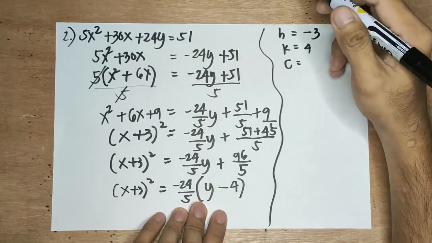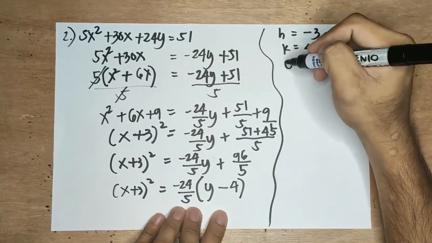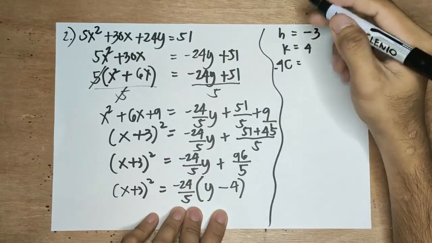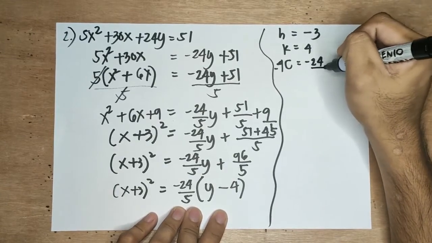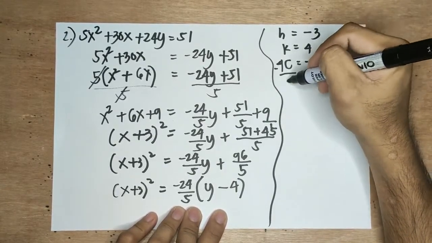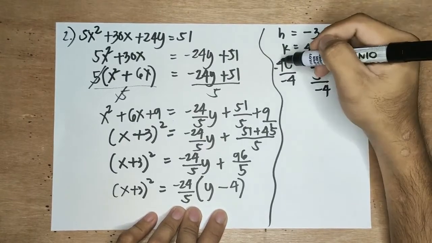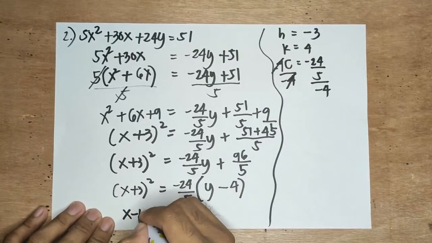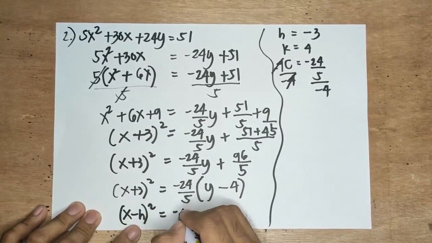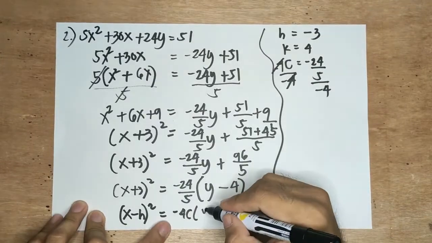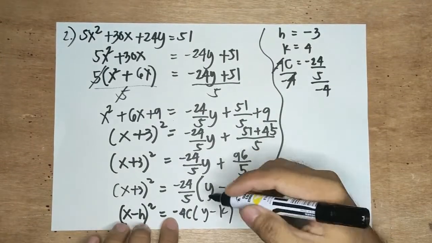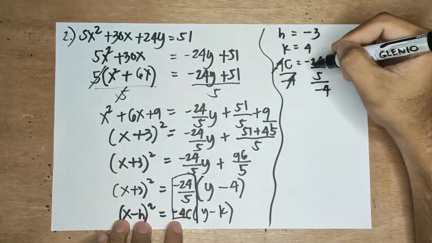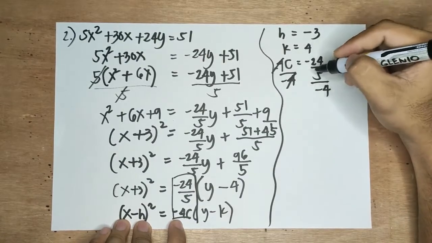And the value of c, so how can we obtain the value of c here? We have negative 4c is equal to negative 24 all over 5. Divide both sides by negative 4. So bakit negative 4c? Kasi yung formula dito ay x minus h squared is equal to negative 4c times y minus k. So, kinuha lang natin ito, since equal silang dalawa, inequate natin sila pareho. Negative 4c is equal to negative 24 over 5. Divide both sides by negative 4.